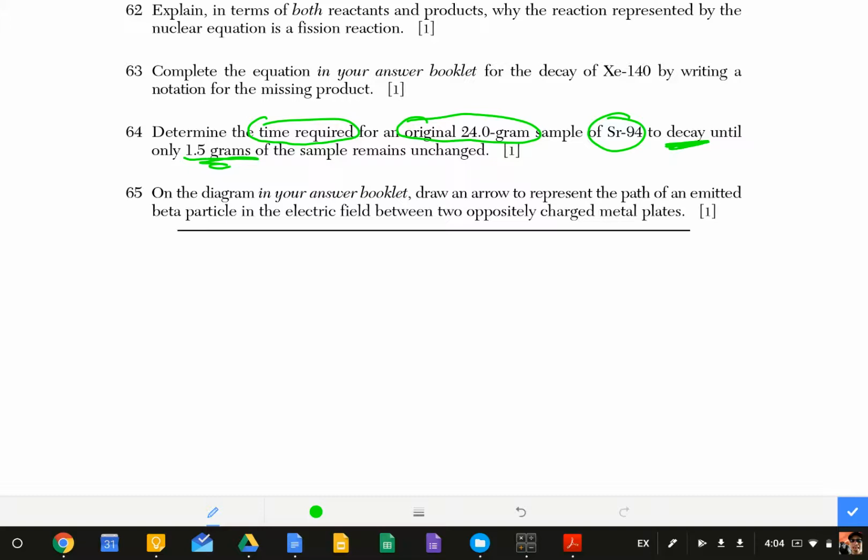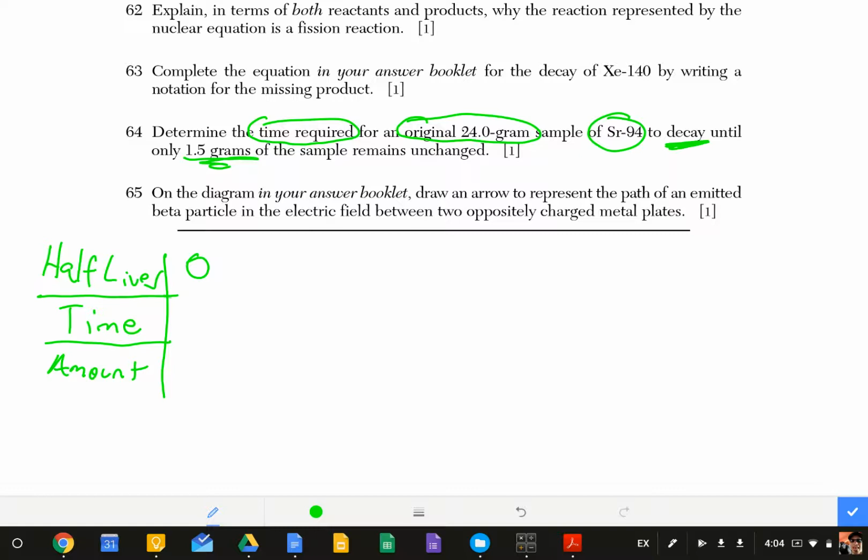So one longer way to do this is to set up a table with 3 rows. I like to set it up as how many half-lives, how much time has passed, and the amount of stuff that is still radioactive. So half-lives is always 0, and pretend like no time has passed. So no time has passed, no half-lives have passed, and you're starting with the original amount of 24.0 grams that are fully radioactive.